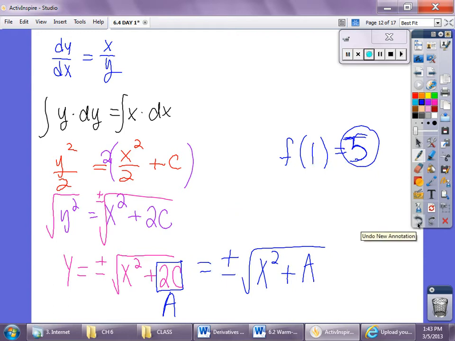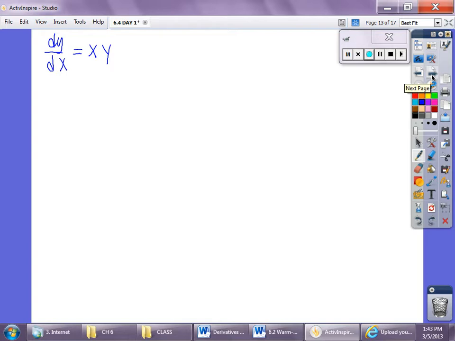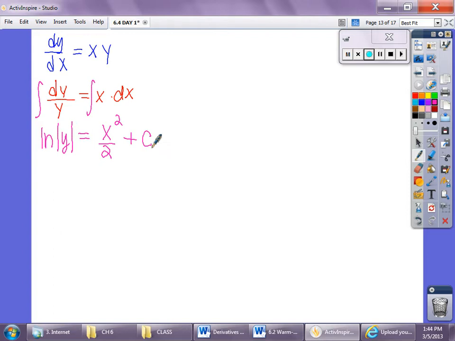All right, moving on. This guy right here, let's move the y's out of the way. So I would divide by y. I would multiply by dx. I'm going to integrate. And when I do that, this side is ln of y equals x squared over 2 plus c.